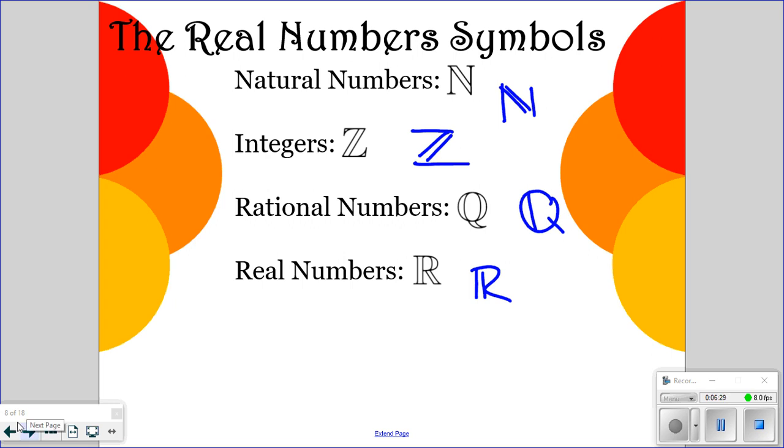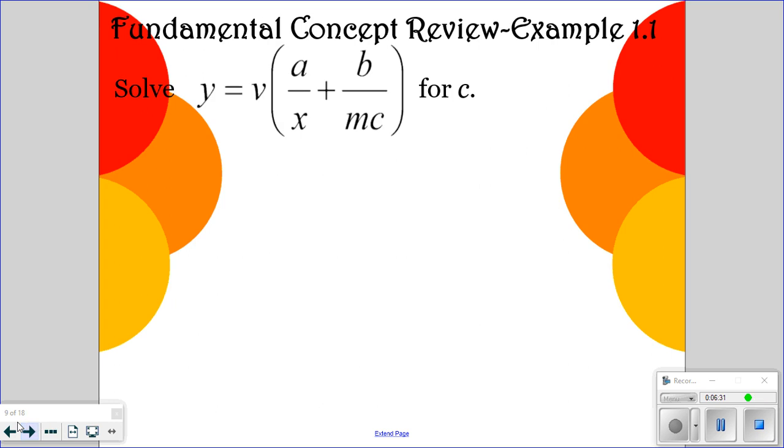So now we're going to look at the fundamental concept review stuff. Again, this should mostly be review. So we're going to solve this equation for C. So the first thing you want to do is to get rid of your parentheses. In case you have forgotten, this V is a V over 1. There's just a 1 in the denominator.